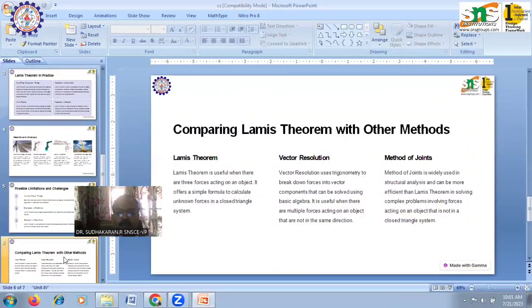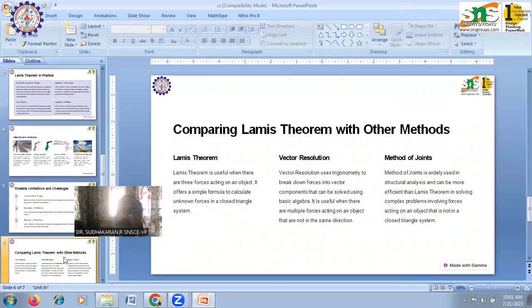And if we compare Lami's theorem with other methods, that is vector resolution and method of joints, Lami's theorem is useful when there are only three forces acting on an object, and it is a simple equation to calculate the unknown force in a closed triangle system. Whereas vector resolution uses trigonometry to break down the forces into vector components, and it can be solved using basic algebra. So vector resolution is highly useful when there are multiple forces acting on an object that are not in the same direction.